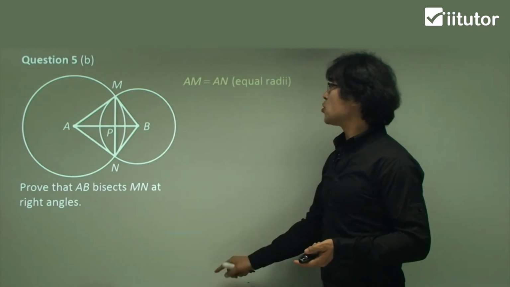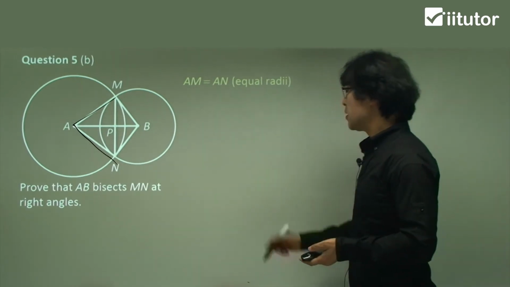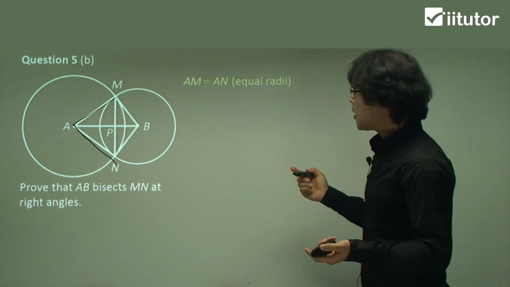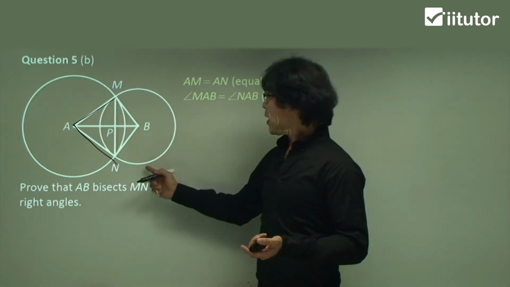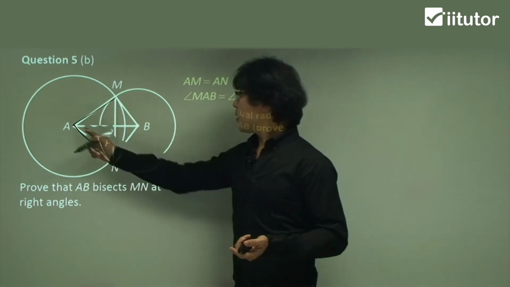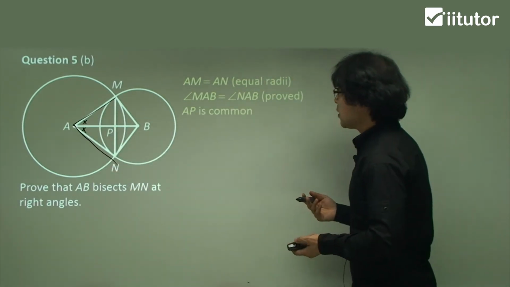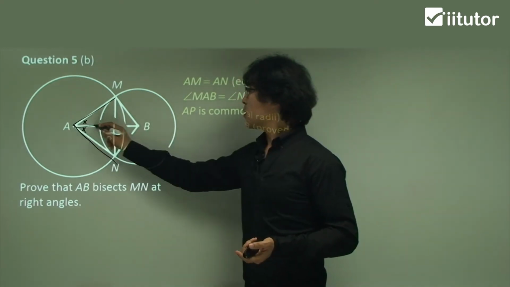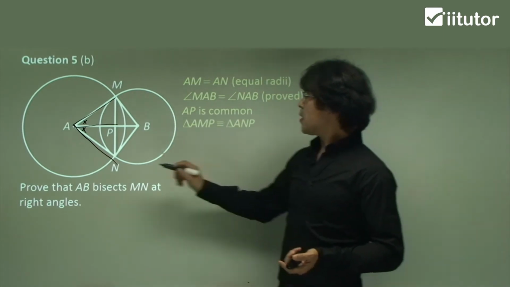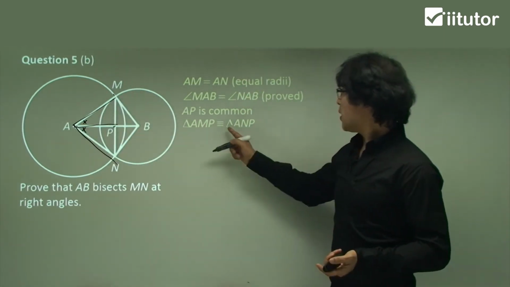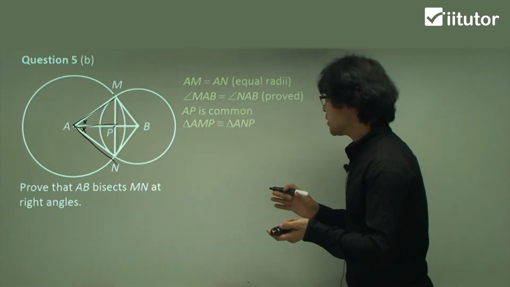Okay, first step is AM is equal to AN. Make sense? Equal radii, same thing. And the next one, angle MAB equals angle NAB. So these two angles are equal because we already proved it. Next one is AP is common here. So AP is common. Therefore, the triangles AMP and ANP are congruent. Easy, it's quite easy.